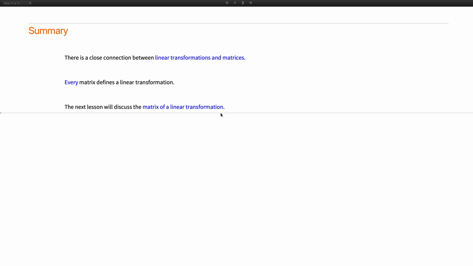So I'll stop over here. This is a very important concept, the relation between linear transformations and matrices. Do review it before we start the next lesson.